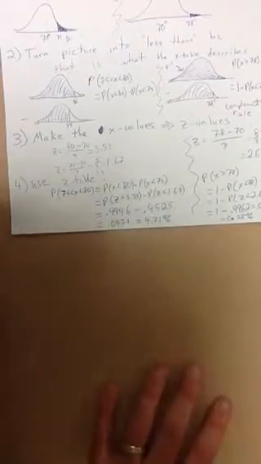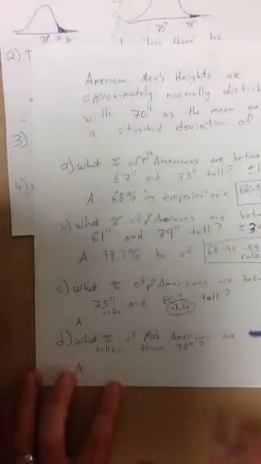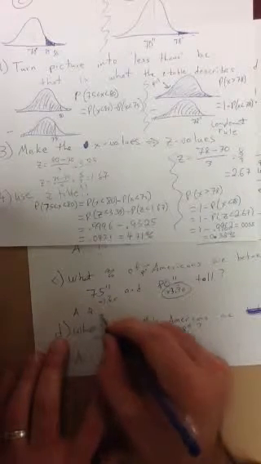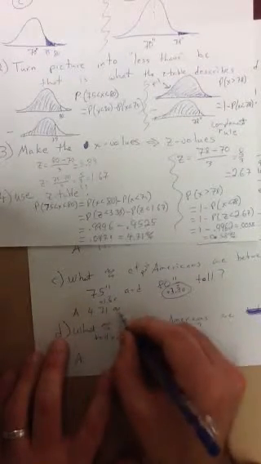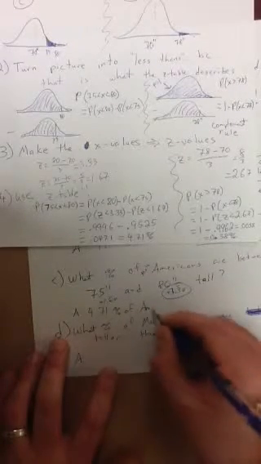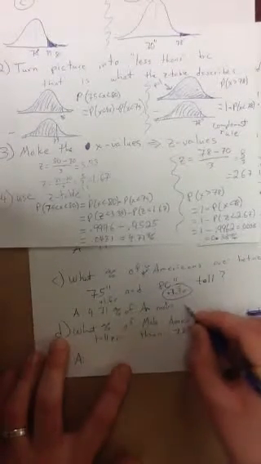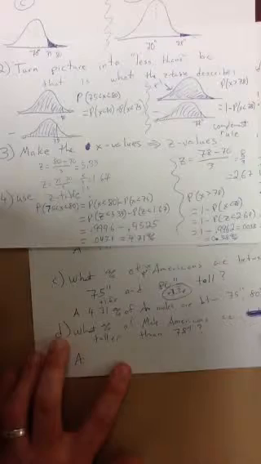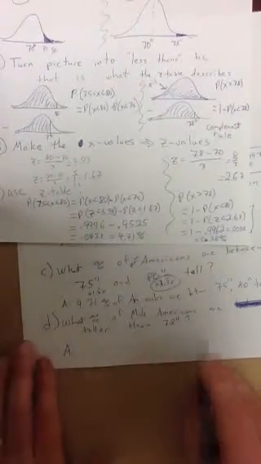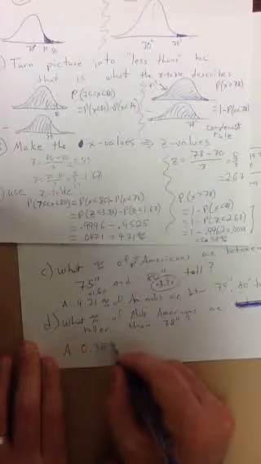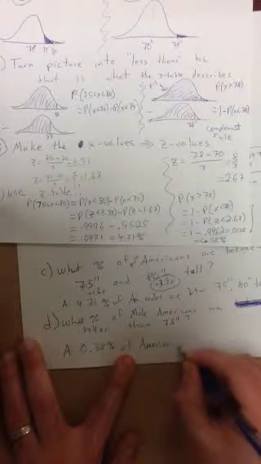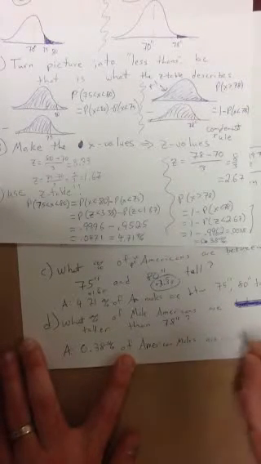So let's take that back to our original problems that we threw away earlier, and now we can answer them. So using these numbers, for C, we're going to say 4.71% of American males are between 75 inches and 80 inches tall. Here, we're going to say 0.38% of American males are taller than 78 inches.